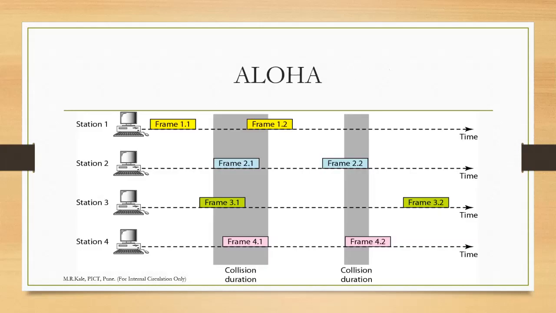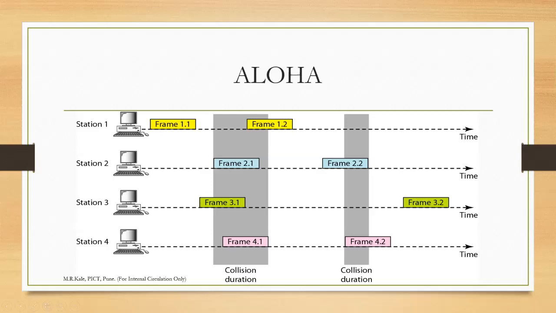ALOHA is the name given to a protocol with the bare minimum assumptions. In the ALOHA protocol, by the way, ALOHA means hi in some language, there is no mechanism. The only method is that if and when the station has data to send, it will send the data without checking whether anyone else is sending, whether the channel is free or busy. Stations will send the data as and when the data is ready.